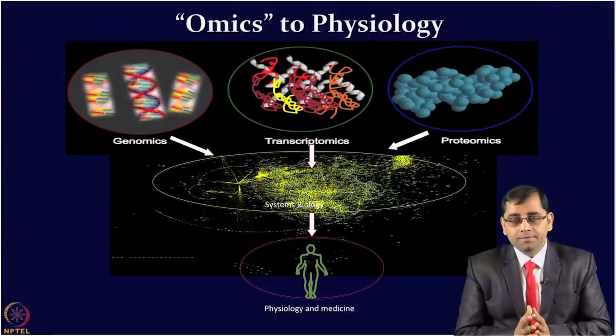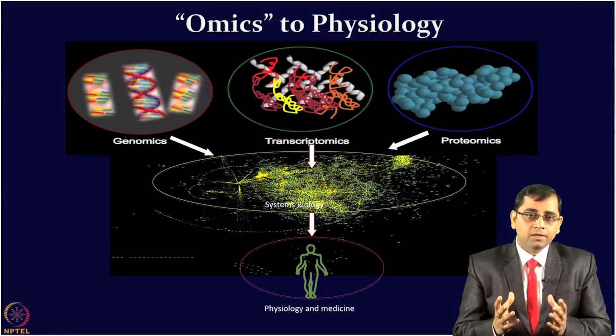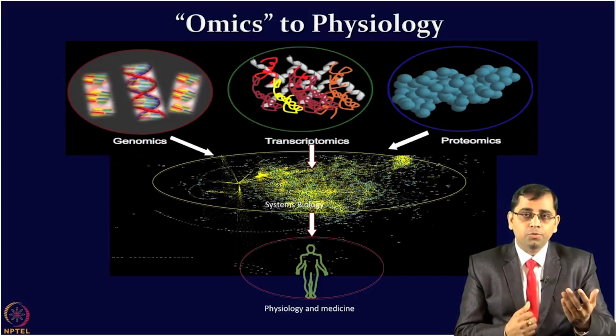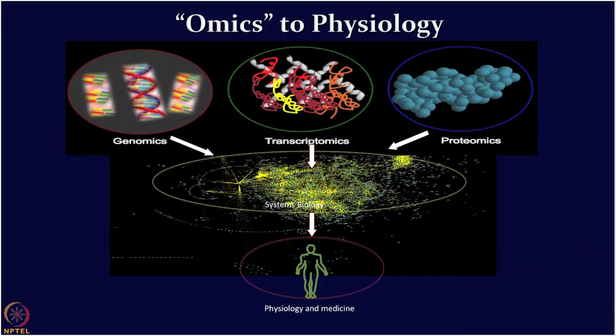As you can see on the slide, we are generating data sets from a variety of different levels of biomolecules, starting from the genome, transcriptome, proteome, and then looking at this whole information in a more systems network manner, which eventually can help us to define the physiology and probably help the life scientist and medical scientist to provide meaningful information for complex biological questions.